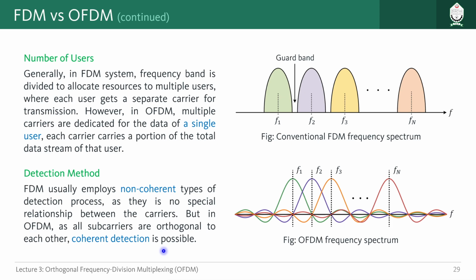So in OFDM we use coherent detection because we have an orthogonal relationship between the subcarriers, and in FDM we don't have any relationship like that, so it is difficult to use coherent detection. We use traditional bandpass filters to extract the signal.